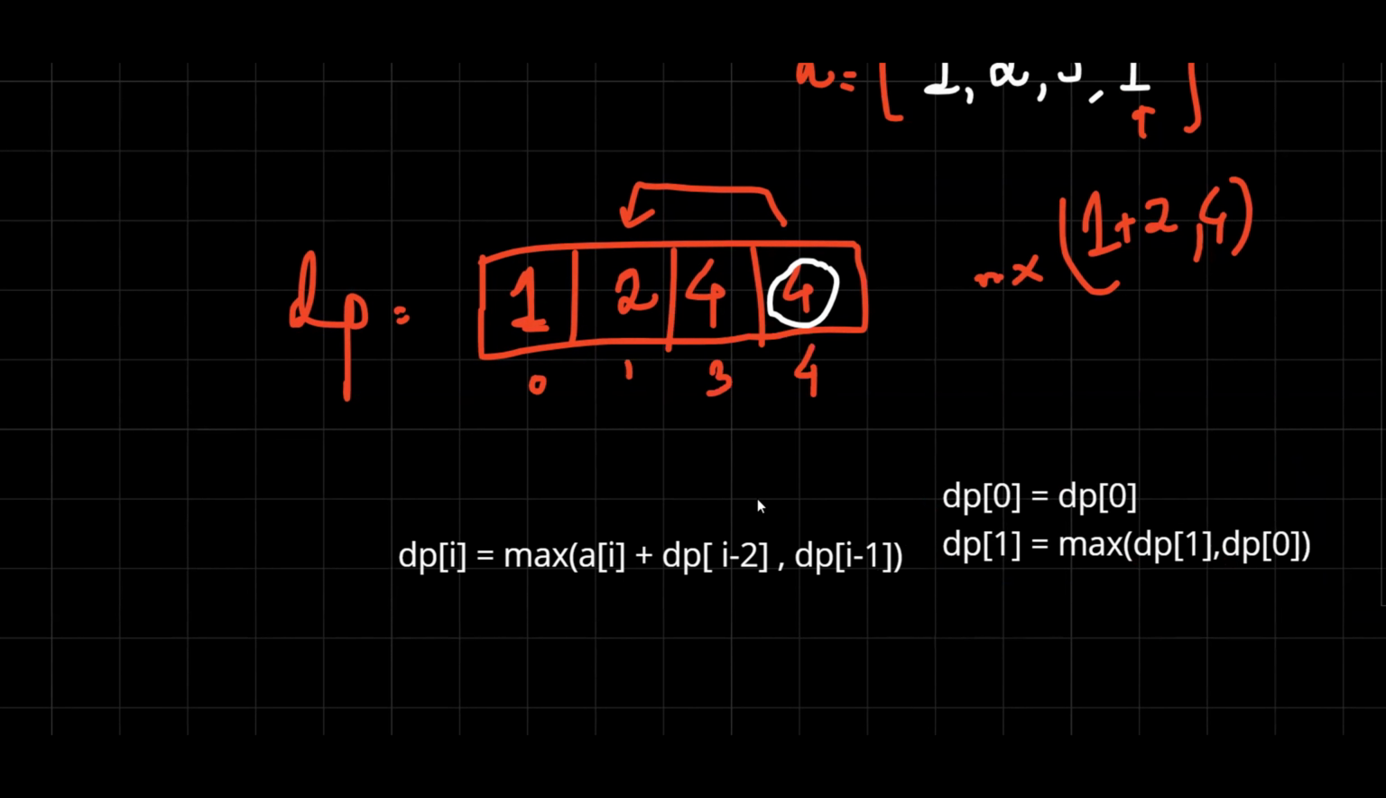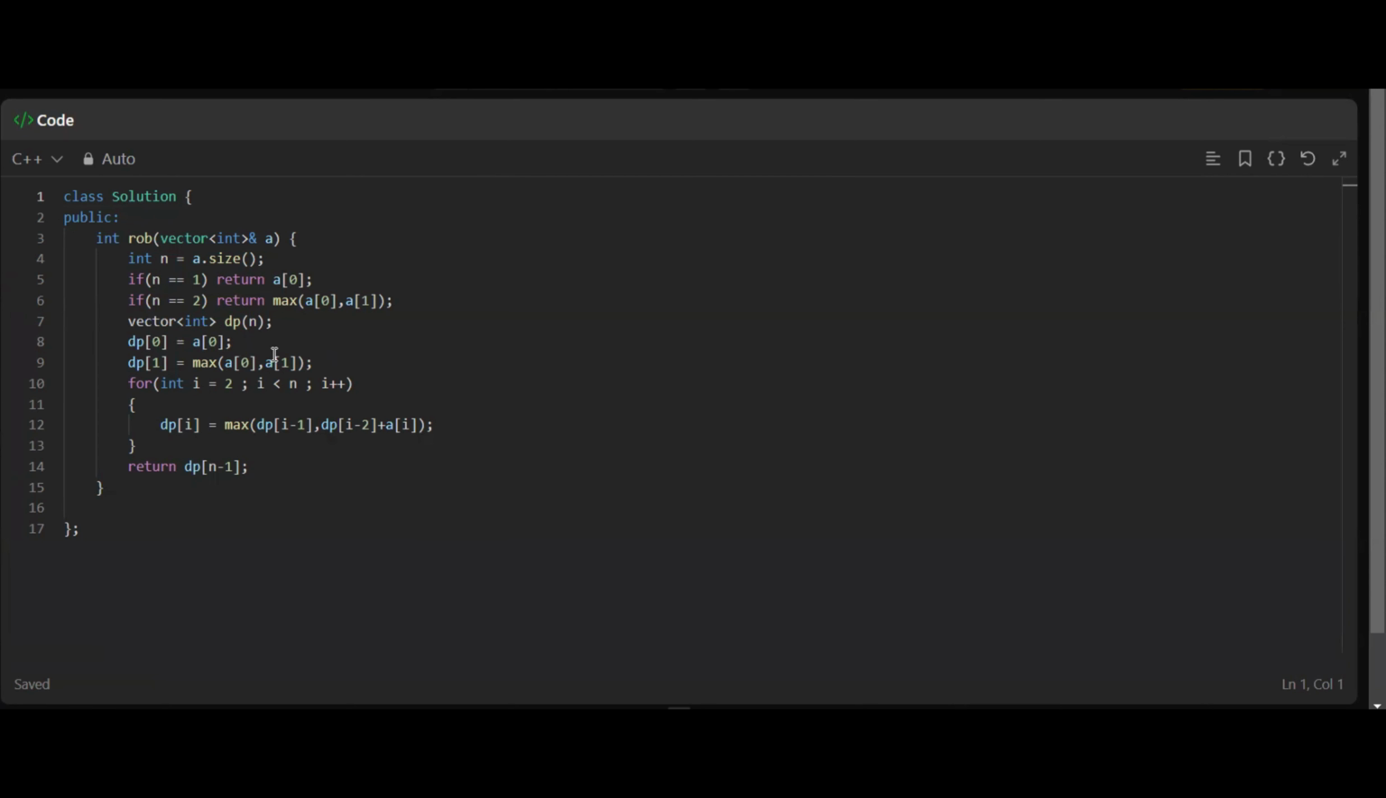Now let's move on to the code. In this problem, the code is pretty simple. Here, we are given a function named Rob. The input parameter of this function is a vector. At first, we have to calculate the size of this input vector. If the size is 1, then we simply return the single element. If the size is 2, then we return the maximum of the first and second element, which is the base case. After that, we have to take a DP array.